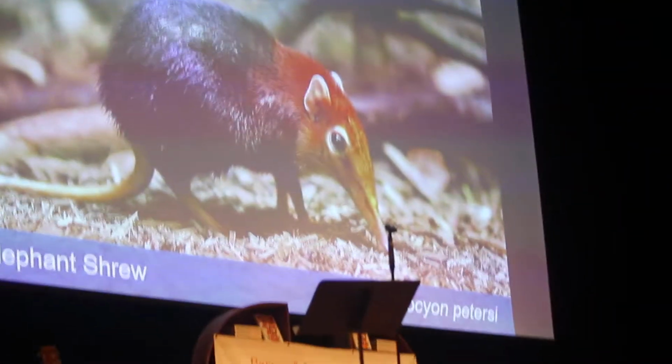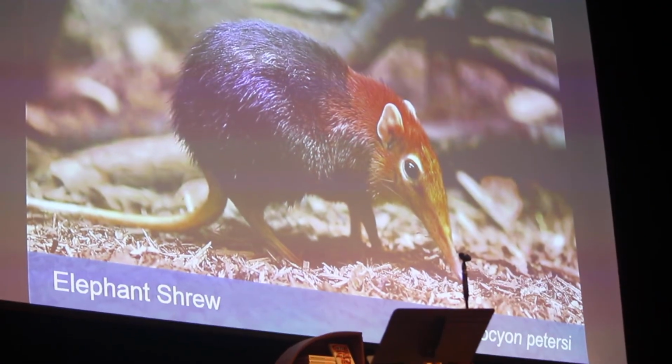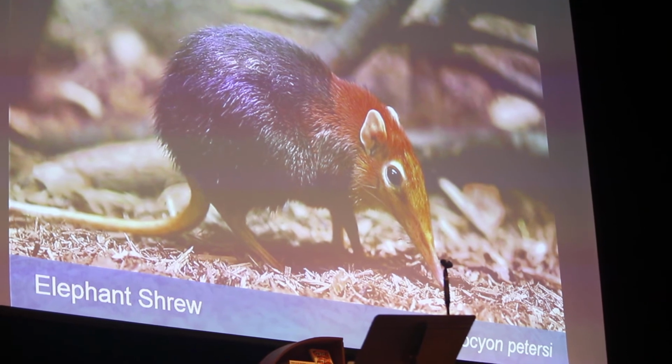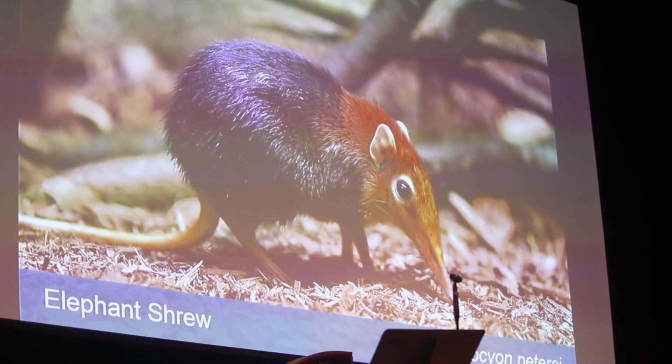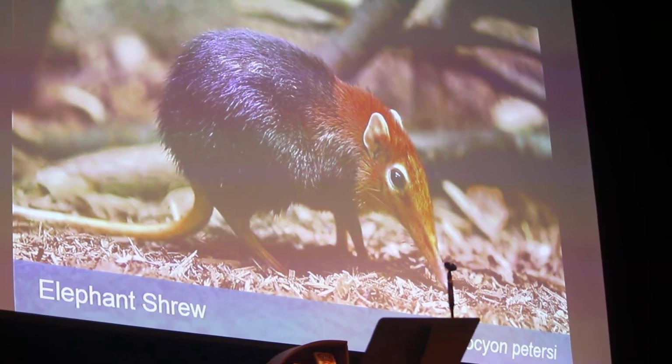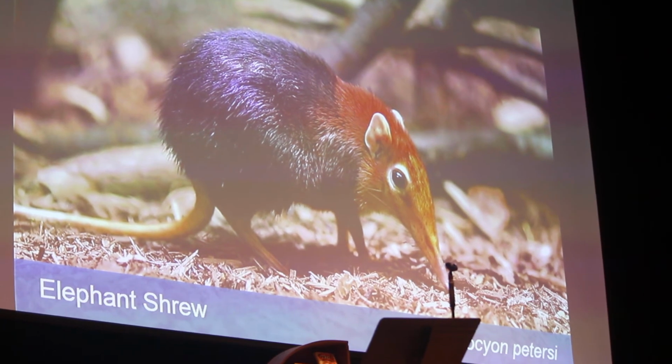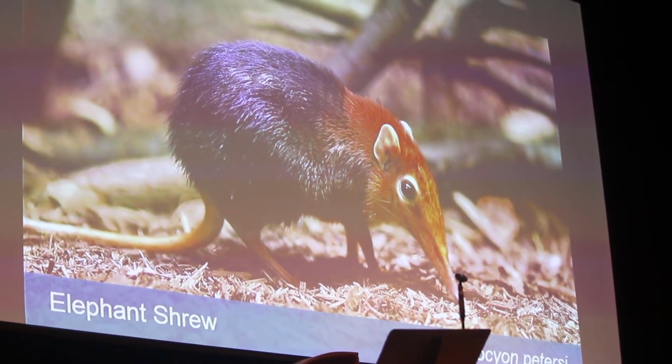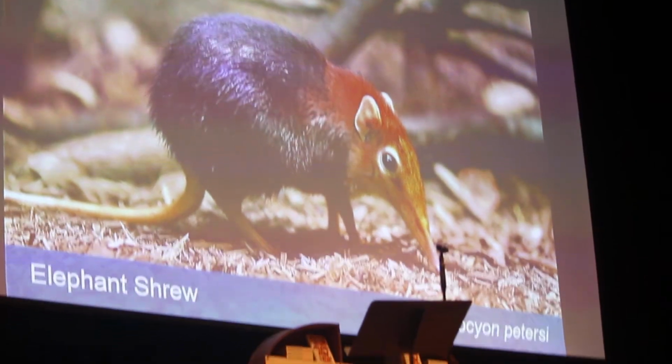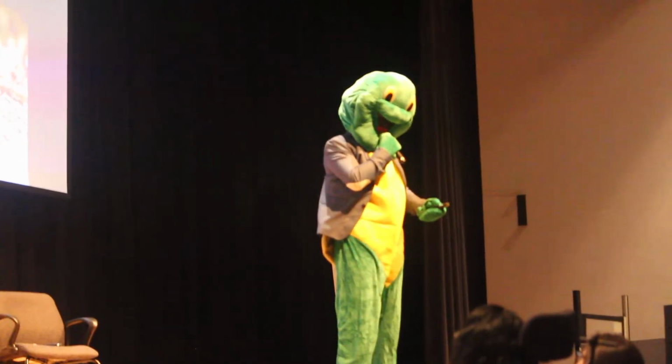I mostly included it because it's so cute, but also because when Europeans first found the elephant shrew, they were like, well, look, a shrew that looks kind of like an elephant. So we'll call it an elephant shrew. It turns out that the elephant shrew is more closely related to the elephant than to the shrew. That's not a joke, it's a real thing. You're still laughing.